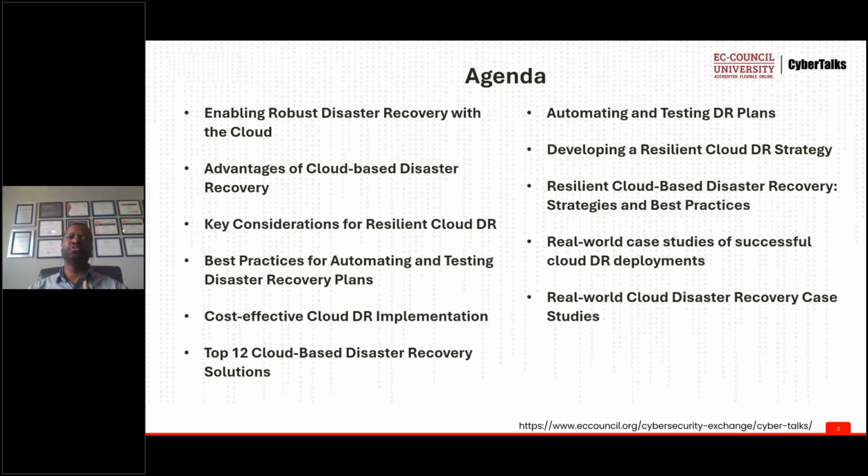I'll then walk you through a curated list of the top 12 cloud-based DR solutions currently shaping the industry. And then from there, we'll move more into the how-to side, right? Developing a resilient strategy and how automation works into this whole ecosystem. And then we'll be drawing insights from real-world deployments, some that have succeeded and some that taught hard lessons. And then finally, we'll close with a case study from the field, giving you a tactical takeaway that you can apply in your own environment.